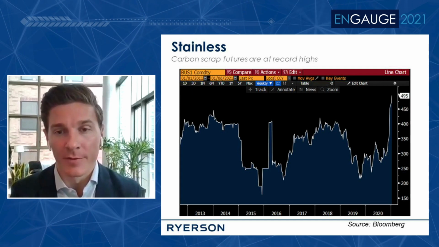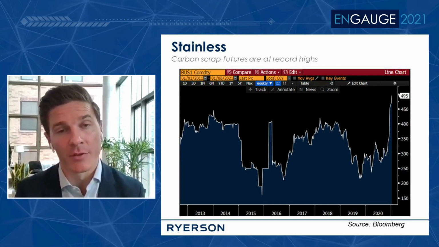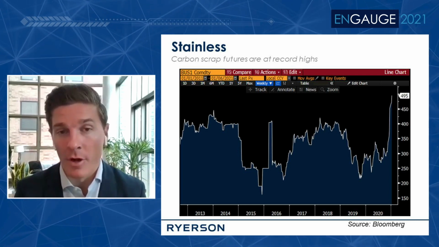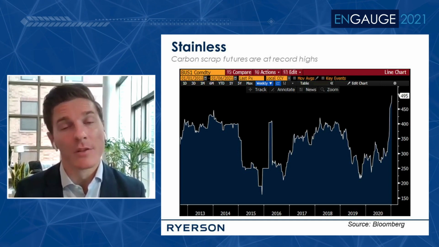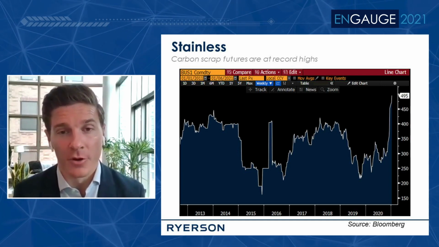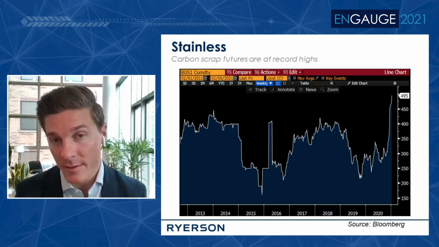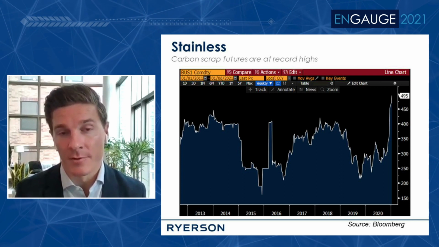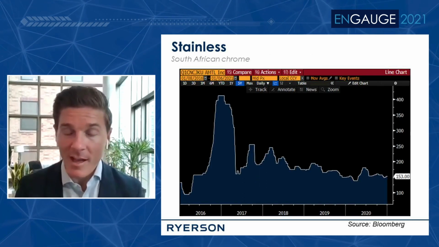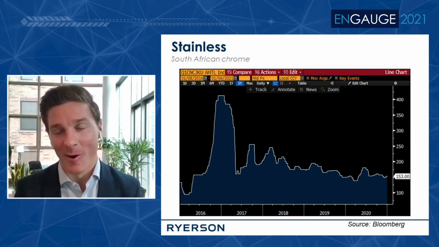We talked about this briefly, but we got to touch on it again because carbon scrap pricing does go into the surcharge mechanism. It is worth noting that scrap prices are basically at their all-time highs. So even though carbon scrap doesn't make up a large component of the surcharge within stainless, it is certainly going to have an impact, at least in the short term, nonetheless, because scrap prices are up around $500 a metric ton.